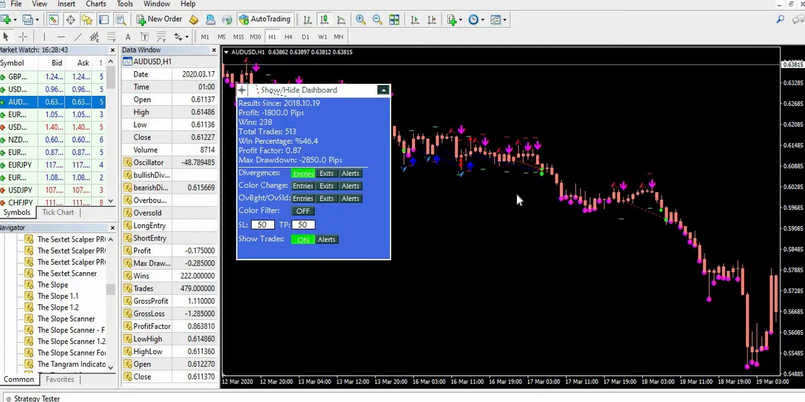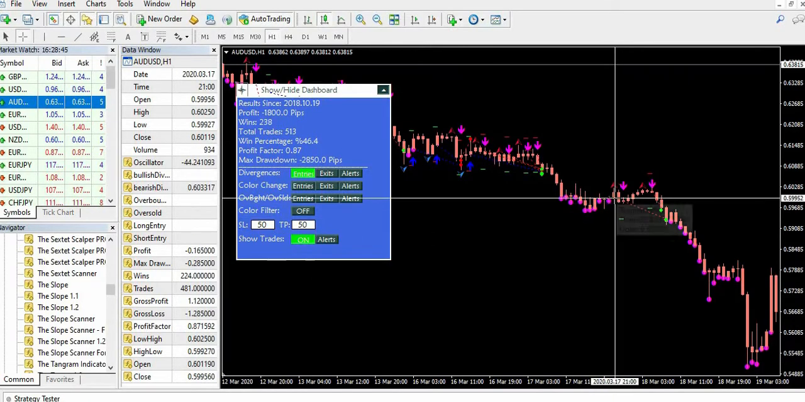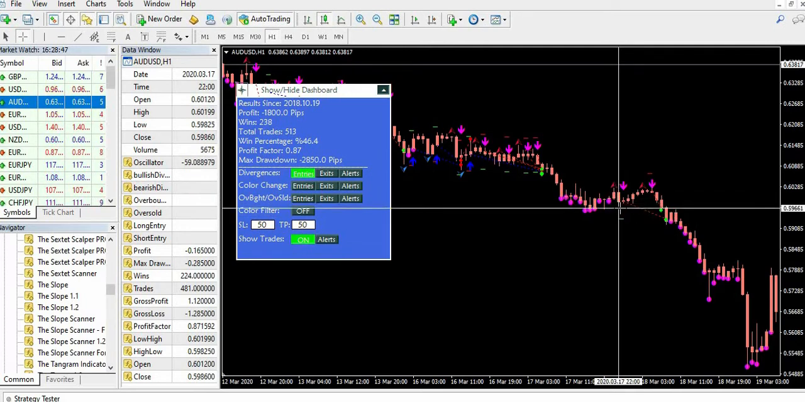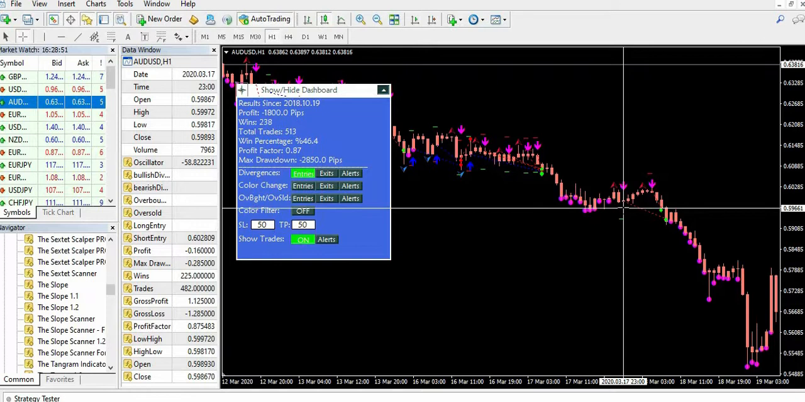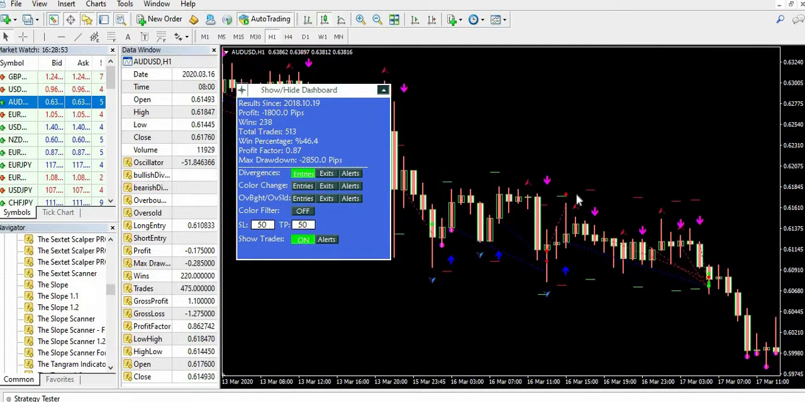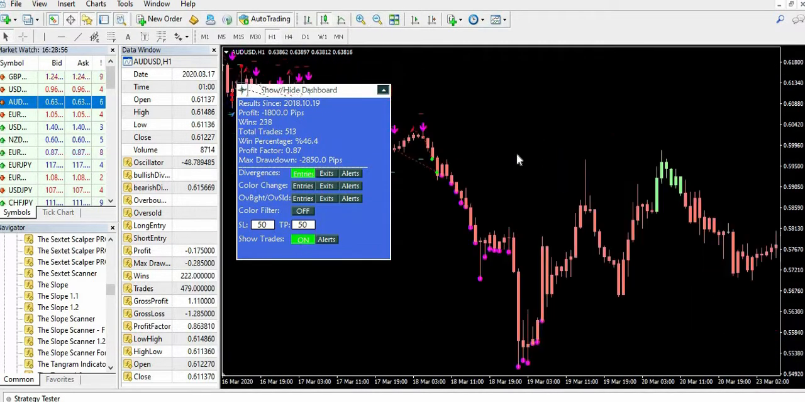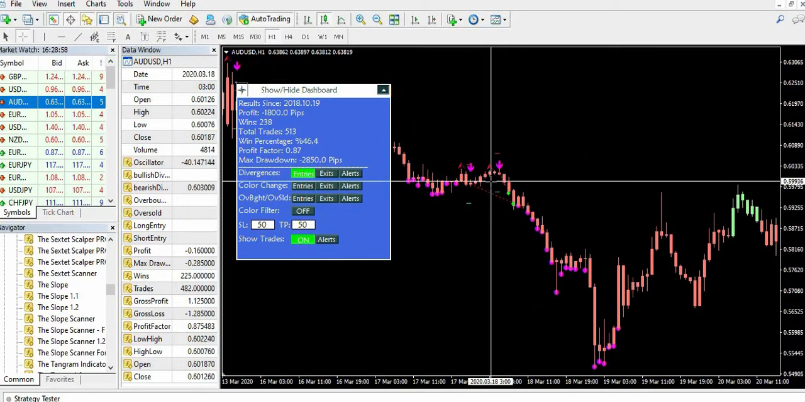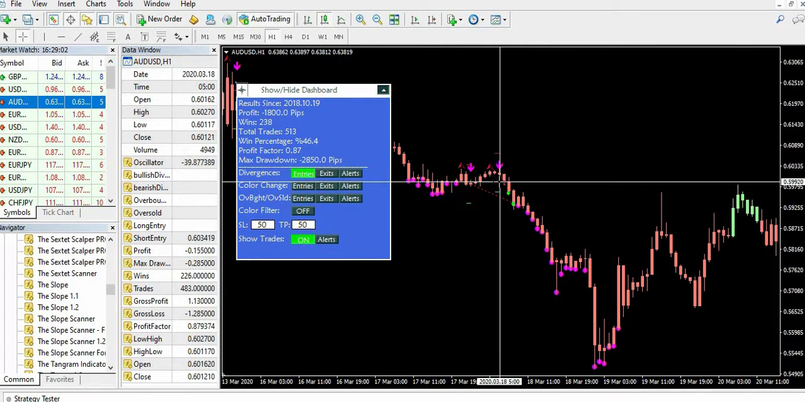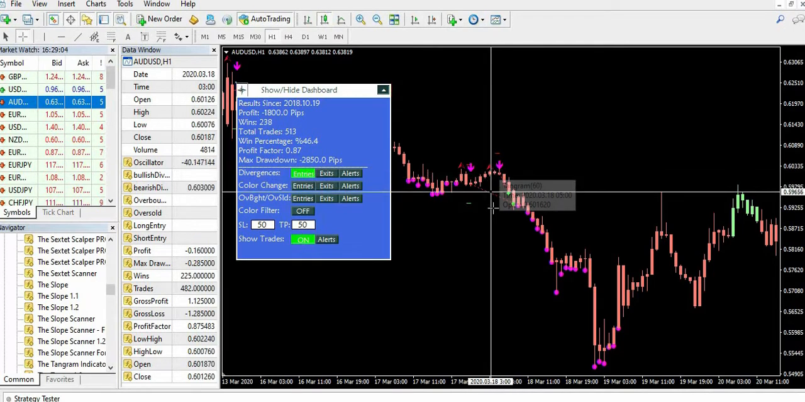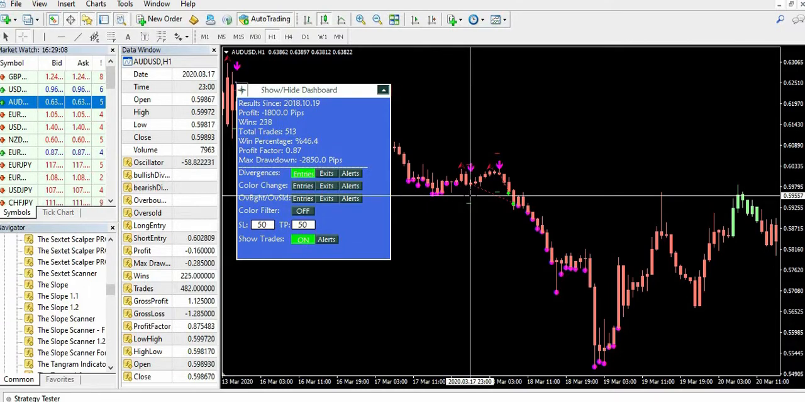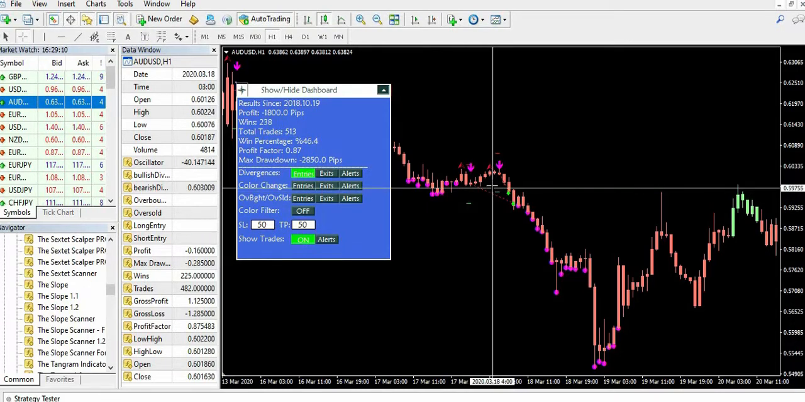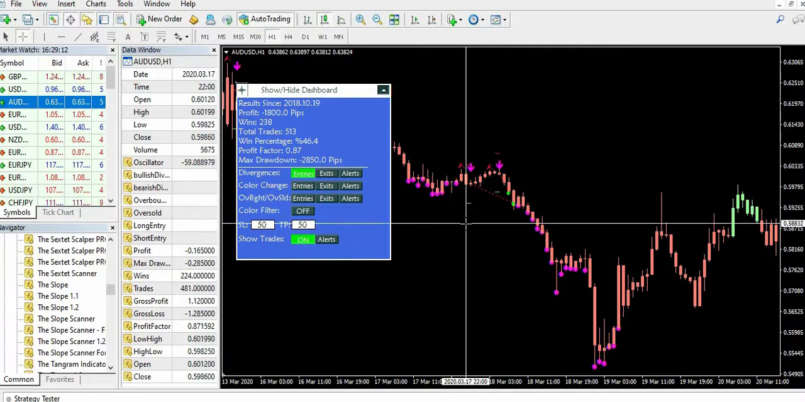Here we go. So you see, whenever there's a divergence, we get an entry signal 2 candles after the divergence, because we only get divergence signals when the divergence is confirmed, and we need 2 candles for it to be confirmed, so that there's a fractal. So you see here, divergence, we get a sell signal.